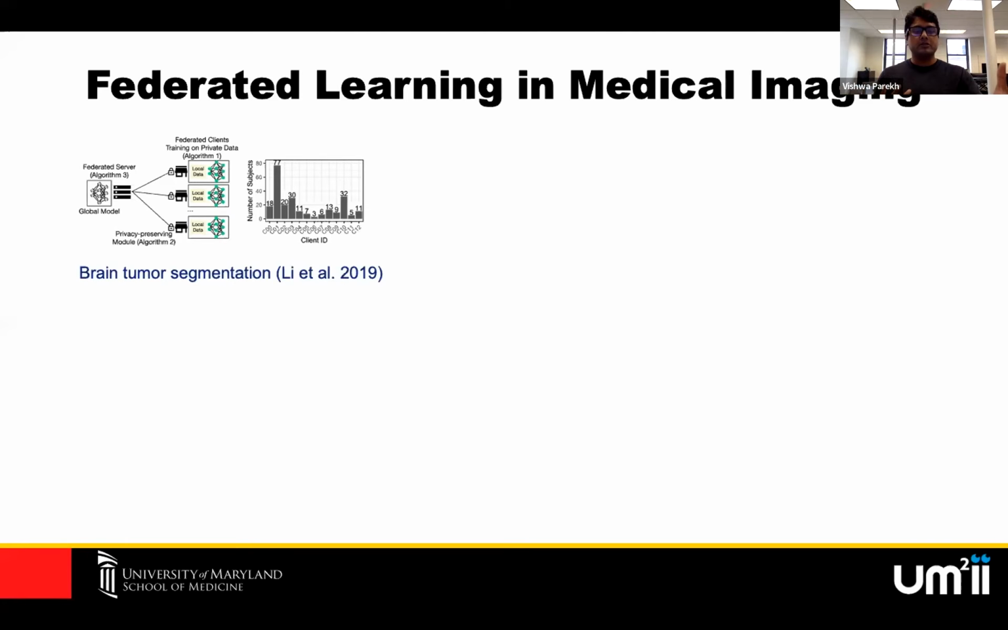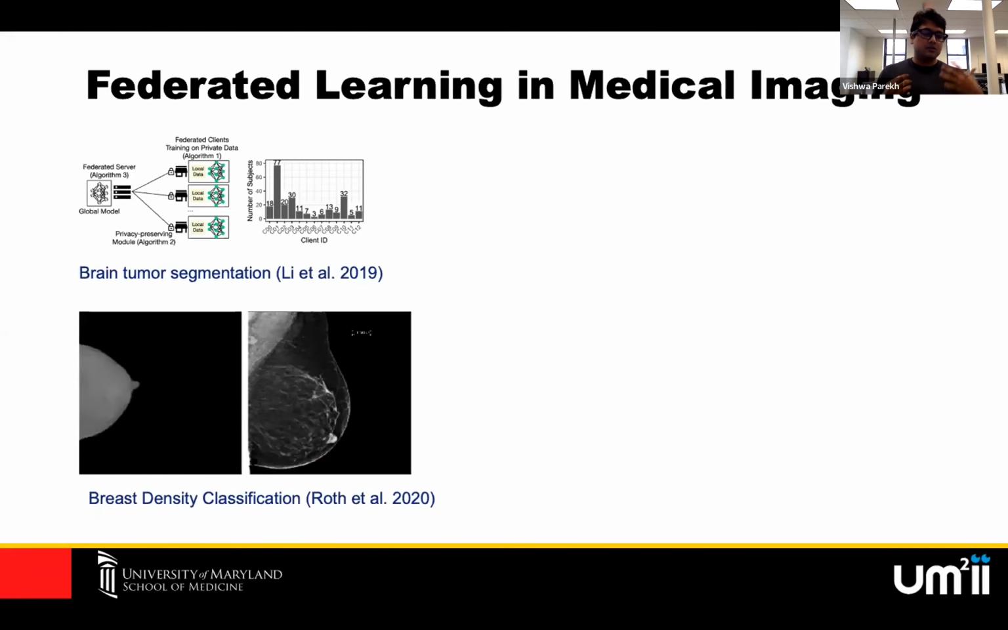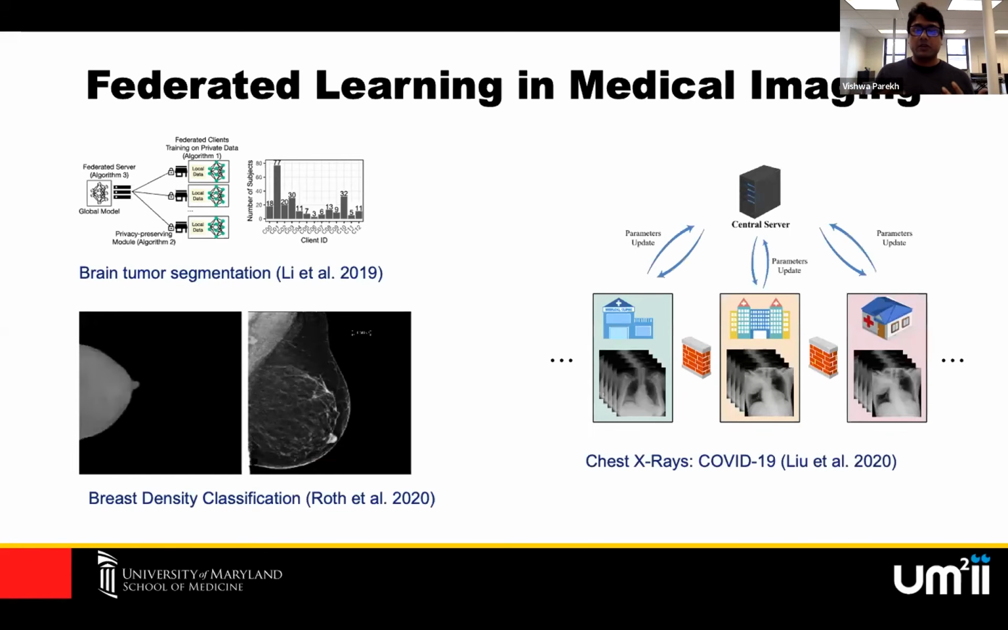And what these guys saw was that the global model performed as well as if all of the data would have been aggregated in the same place. So in this case, you don't necessarily have to share all of this data, but you're able to learn a model that in a way uses all of this data. Then similar applications were used for breast density classification, as well as more recently for COVID-19 classification.